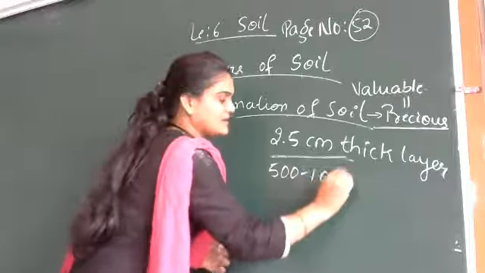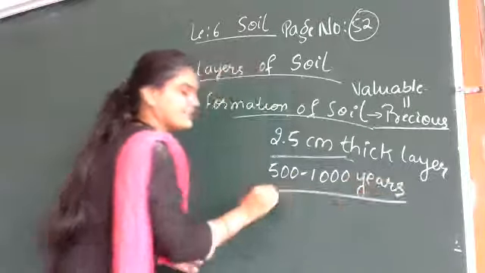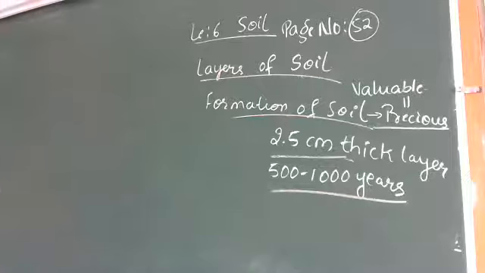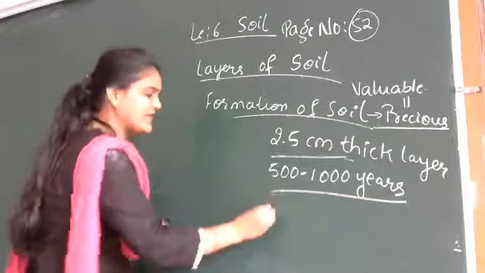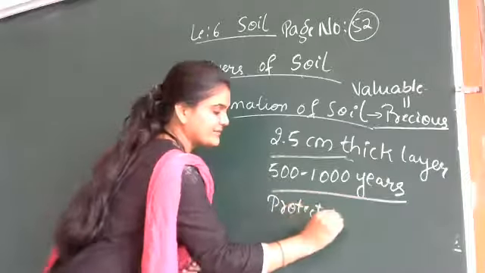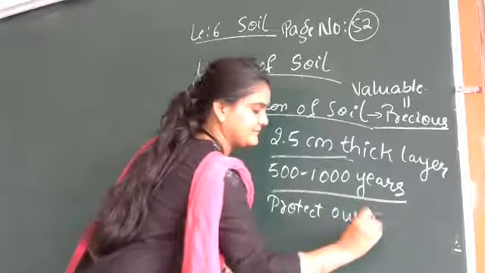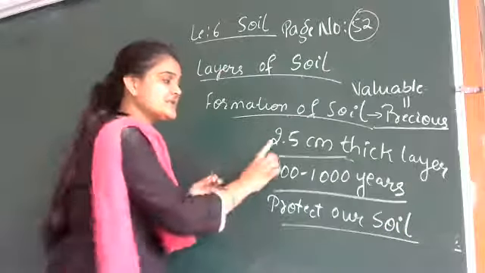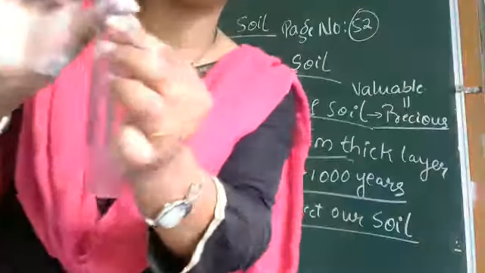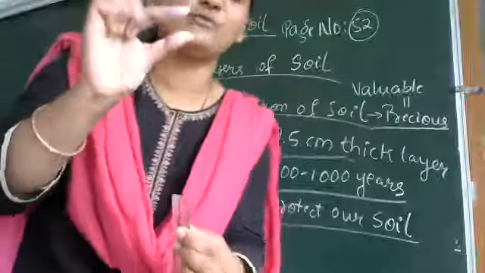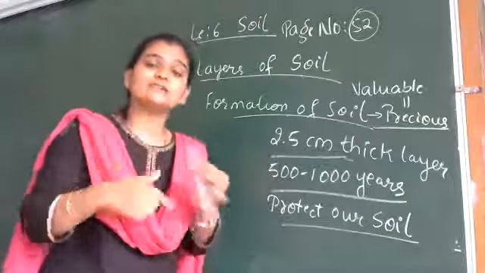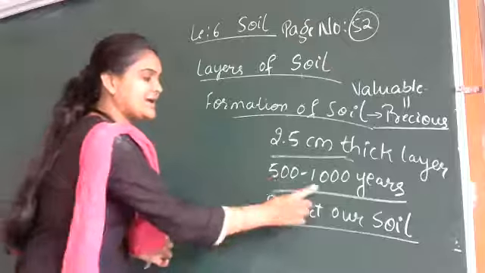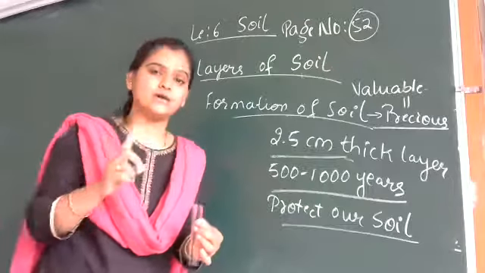500 to 1000 years. Okay, so it is not that we are getting the soil instantly. Soil to form, it will take 500 to 1000 years. Okay, so what we have to do? We have to protect our soil. Just for your understanding, to form only so many centimeters, 2.5 centimeters, this much thickness, if you want to see the formation of the soil, it is not very soon, but it will take 500 to 1000 years.